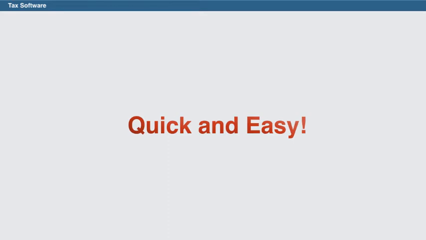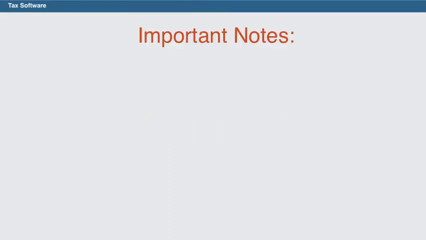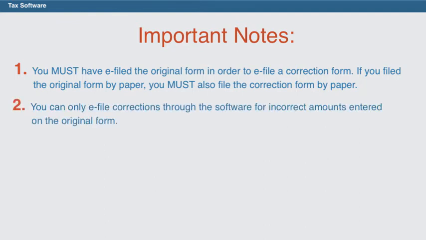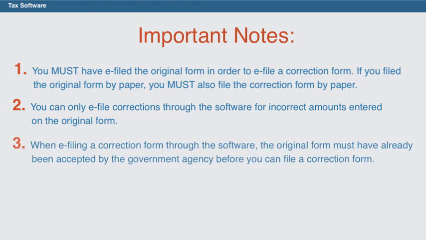But before we get started, let's go over some important notes. Number 1. You must have e-filed the original form in order to e-file a correction form. If you filed the original form by paper, you must also file the correction form by paper. Number 2. You can only e-file corrections through the software for incorrect amounts entered on the original form. Number 3. When e-filing a correction form through the software, the original form must have already been accepted by the government agency before you can file the correction form.